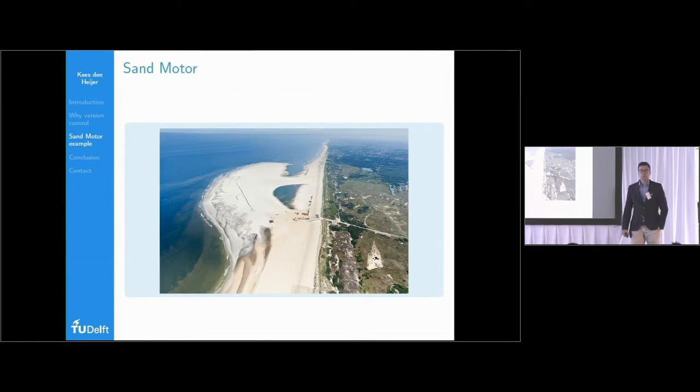And I will show you an example from my previous position where I did the data management for the Sand Motor research project. This is a picture of the Sand Motor. That is a big nourishment along the Dutch coast as a pilot project to follow how the sand that was put here, more than 20 million cubic meters, how this developed over time, and how the sand is being redistributed by waves, currents, and wind.